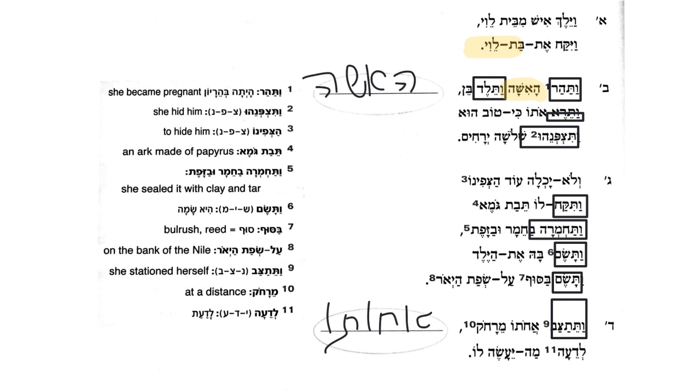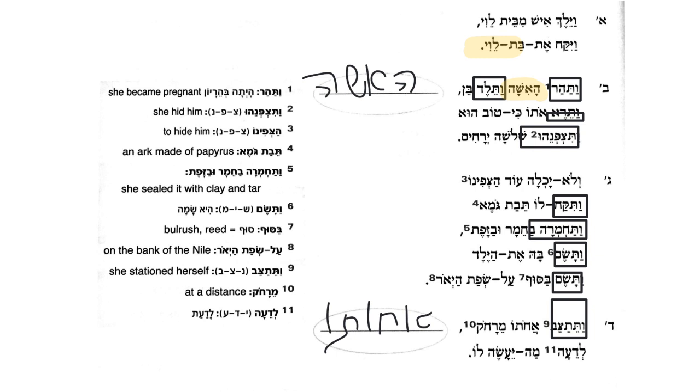Let's go to Pasuk Gimel. Lo yachla od hatzfino. There's no name for her there. Vatikach lo tevat goma. Nothing there. V'tachmara v'chemar uvazafet. Nothing there. All we have is the verbs that mean she. V'tasem ba et hayeled. V'tasem basuf osvat hayeor. And now we're changing to a different person. Vatetat sav achoto merachok. So it looks like in these verses we only have these two. So we're going to want to add Ha'isha next to Bat Levi.